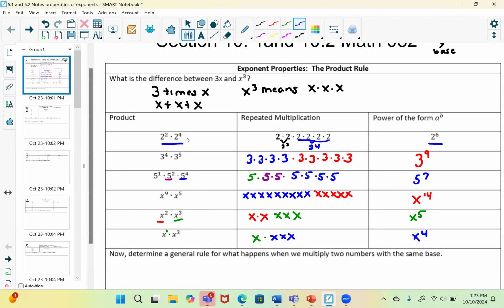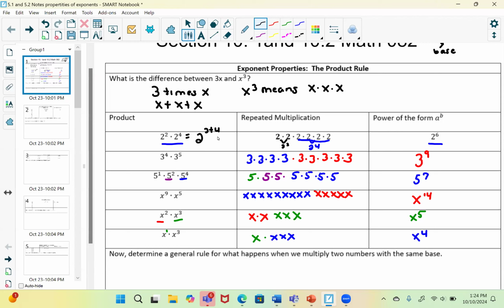So if you notice, here I have exponents of 2 and 4, and that gives me 6. And here I have 4 and 5, and that gives me 9. And here I have 1, 2, 4, and that gives me 7. So you're trying to look at a pattern, like how do I get from here to here? You may want to pause and think about it for a minute to see if you can figure it out.